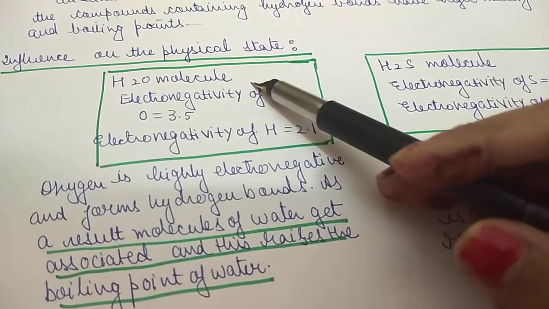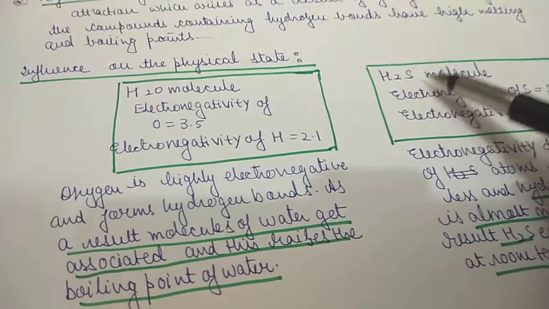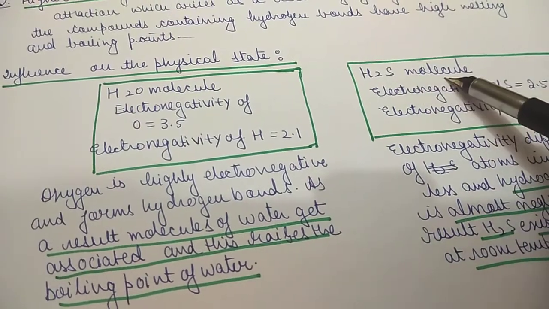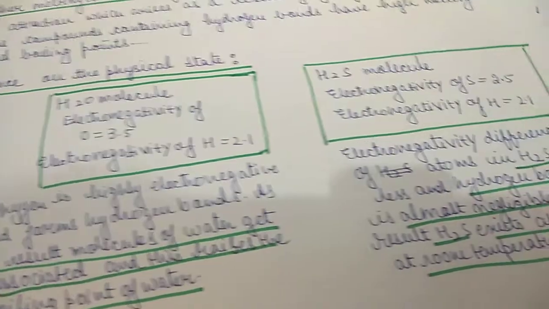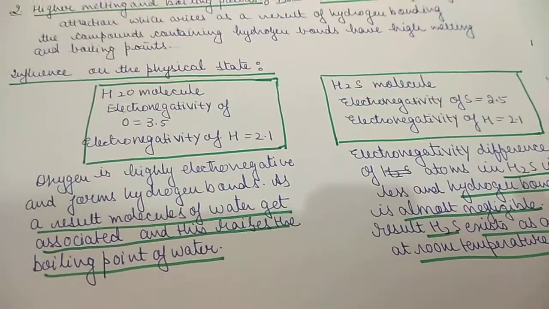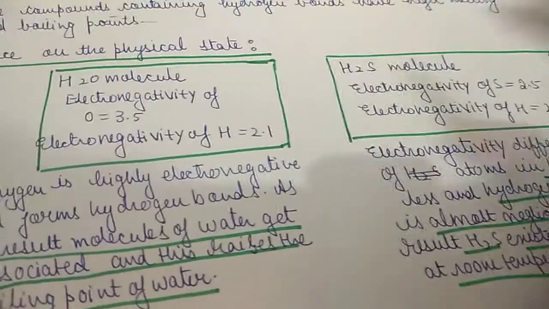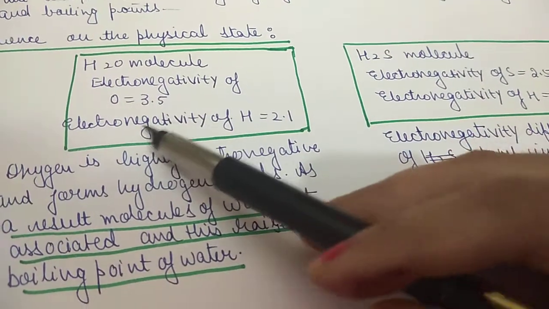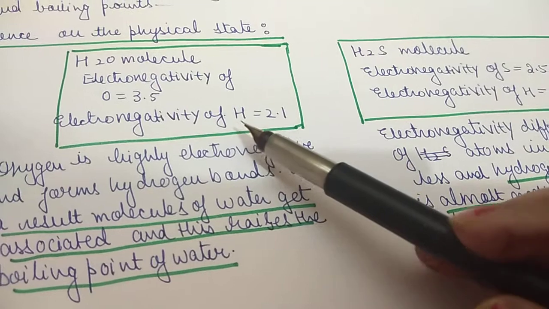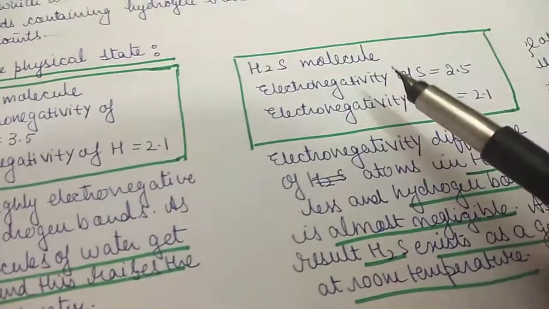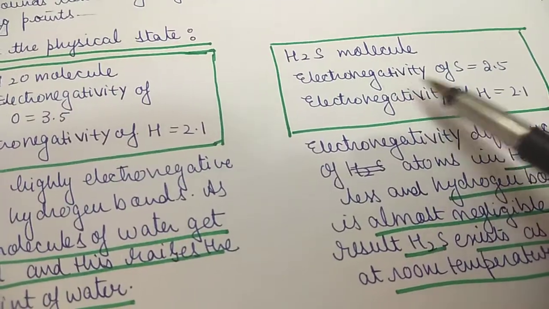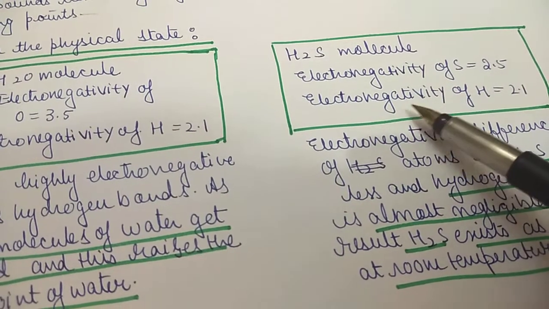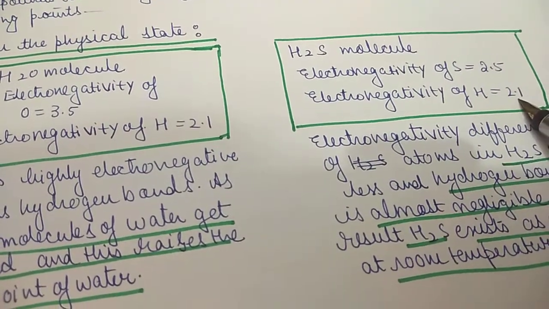Now you know water exists as liquid and H2S जो है it exists as gas. Why is it so? Now oxygen and sulfur they belong to same group. Electronegativity of oxygen is 3.5 while electronegativity of hydrogen is 2.1. Here electronegativity of sulfur is 2.5 and electronegativity of hydrogen is 2.1.